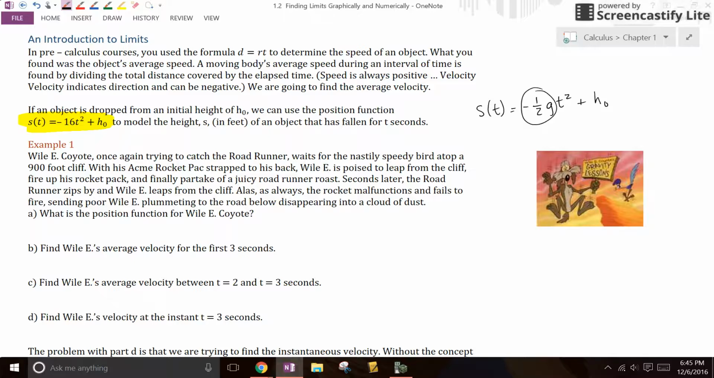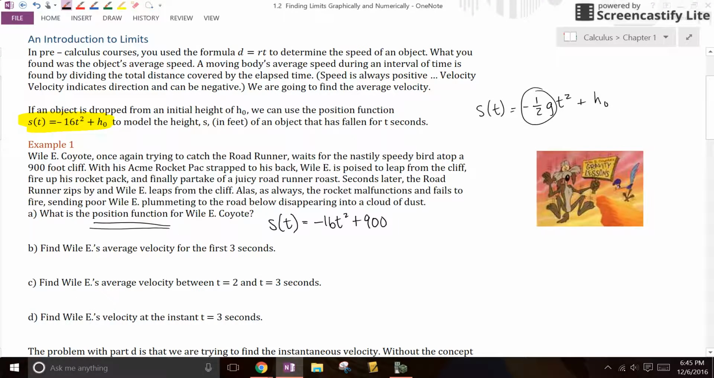So now, can we make a position function? Can you tell me the height of Wile E. Coyote when he's falling from this cliff of 900 feet above the ground? Well, yeah. His height, s of t, is equal to -16t squared plus his initial height, or 900.